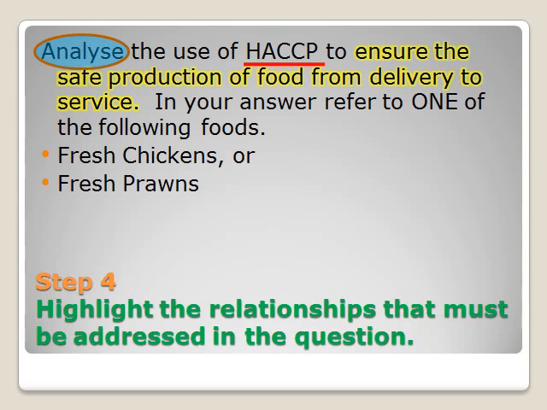In the next step, you need to highlight the relationships that must be addressed in the question. What do you have to discuss about HACCP? You have to discuss how to ensure safe production of food from delivery to service. Focus your answer on either fresh prawns or fresh chickens.